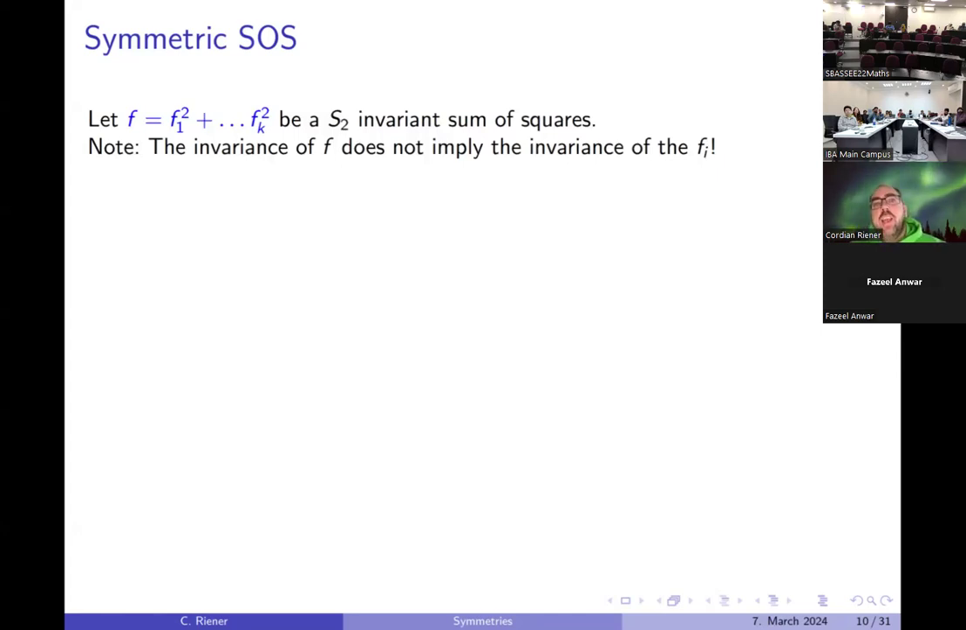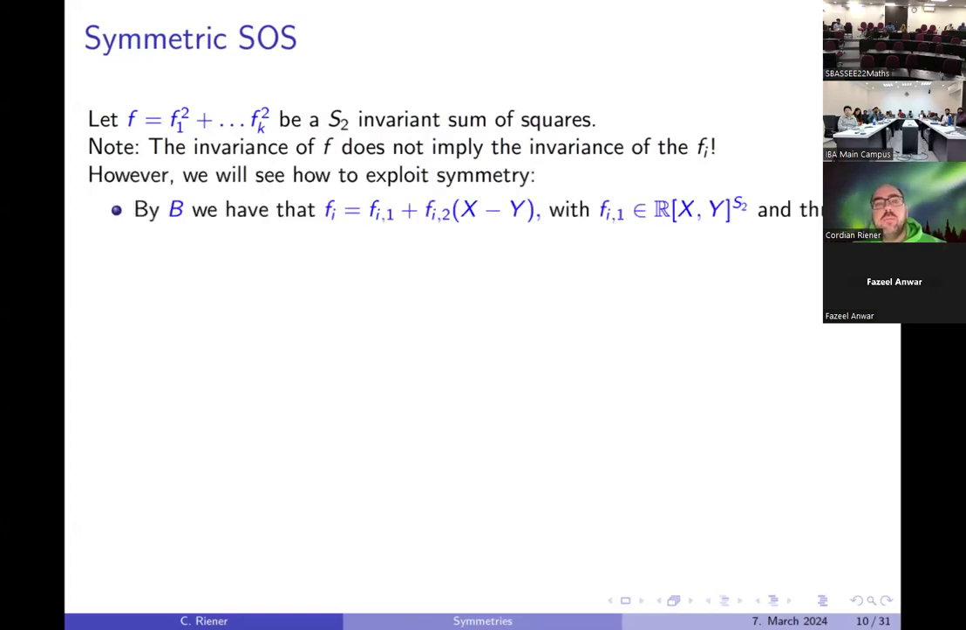So again, let's start with the polynomial f. I see I always switch between f, p, and q. I'm a little bit inconsistent here, sorry for that. So I start with this polynomial f, which is a sum of squares, and I assume that this f is invariant with respect to this switching of x and y. Of course, and we have already seen, this invariance of f does a priori imply nothing on invariance of f in different fi's. Okay, but I want to see now how I can exploit this simple symmetry.